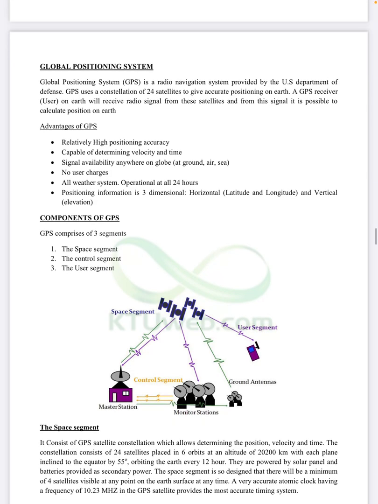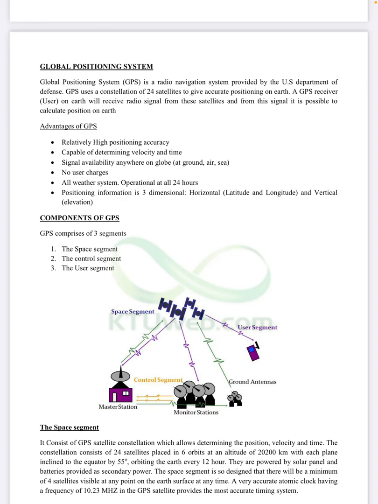Next, we are going to discuss the Global Positioning System, that is GPS. The Global Positioning System is a radio navigation system provided by the US Department of Defense. We already discussed that Navstar is the fully operational GPS system under the US Department of Defense, and is now used for civilian use also. It is going to be discussed in detail in these sessions.